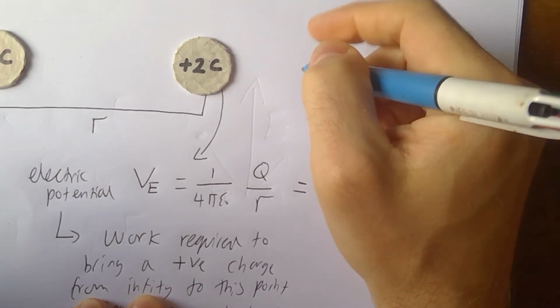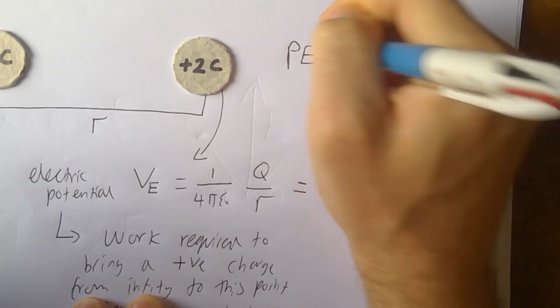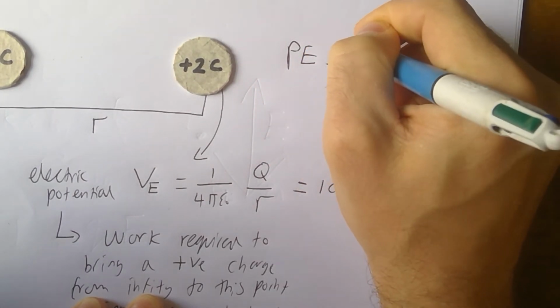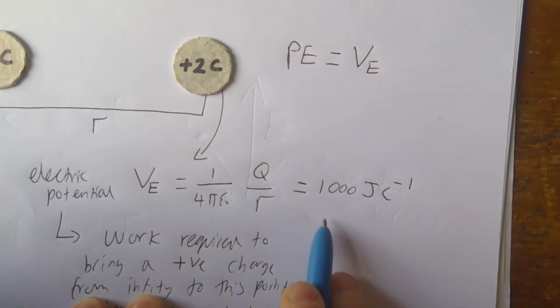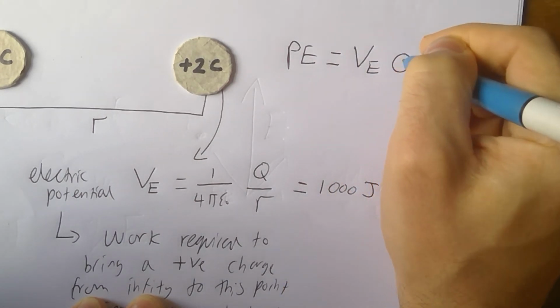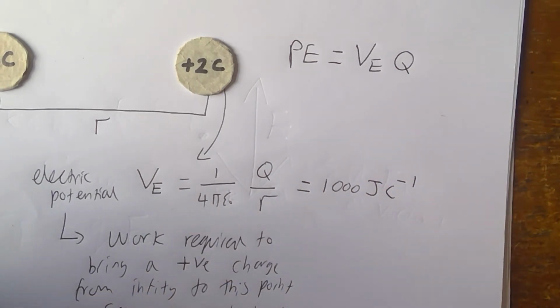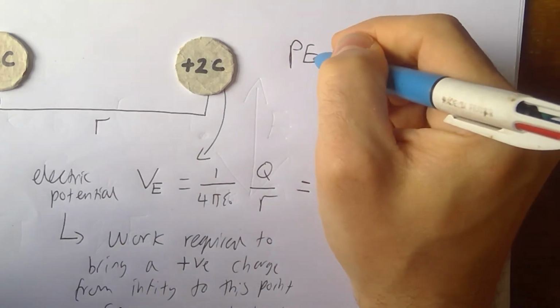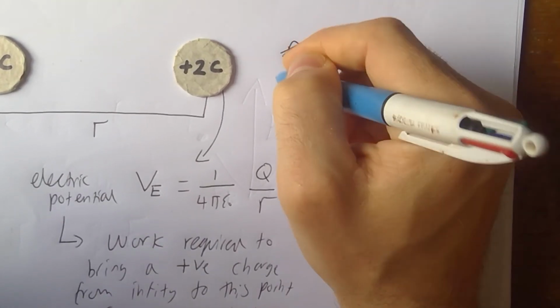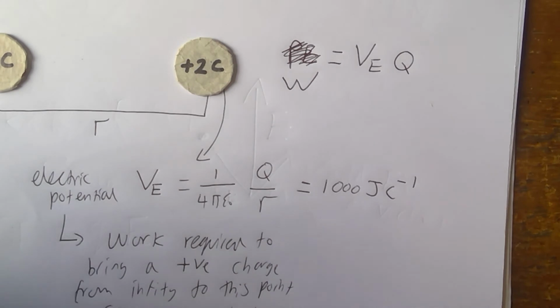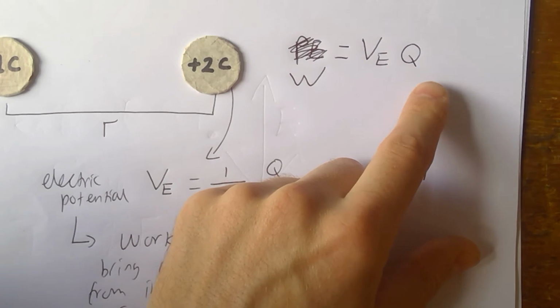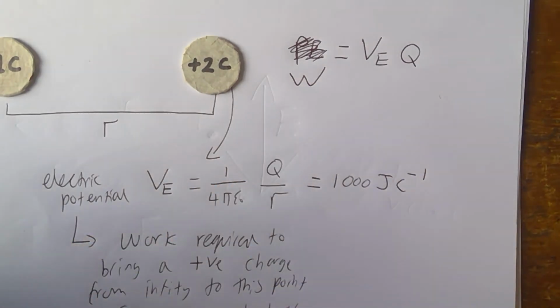So we could think of potential energy in a system as being VE, your potential, just multiplied by the charge that you move from infinity to that point in space. Not quite so keen on that. Let's think of it as work done rather than the potential energy. That would be the work done to bring this charge from infinity to that particular point in space. We could generalise that if we prefer.